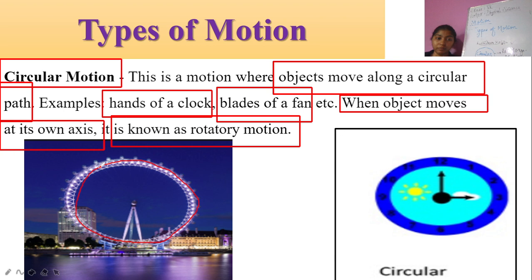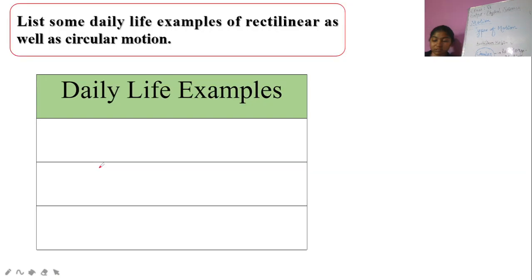Okay students, now you have to list some daily life examples of rectilinear as well as circular motion. Where do you see more examples? As I discussed, but you have to tell me more. Think about it and write your answer in the comment box. Think about what rectilinear is, its definition, then give me the example. For circular, think about its definition, how we can say that it is circular motion, then you will be able to find more examples in our surroundings.